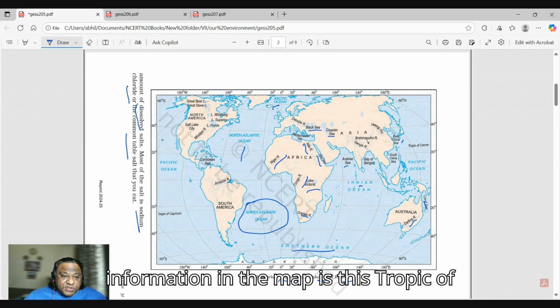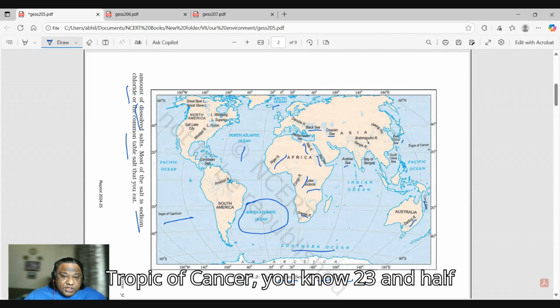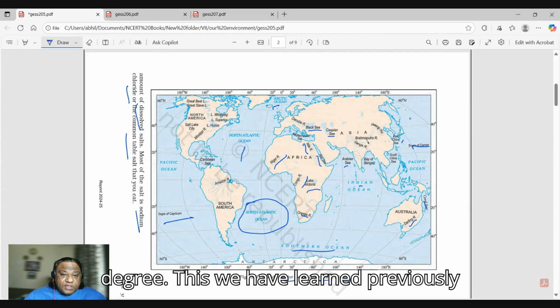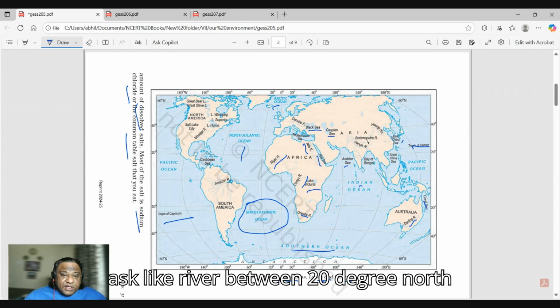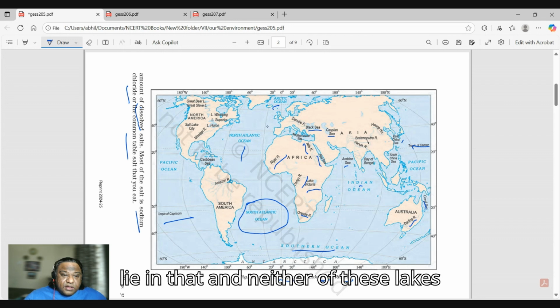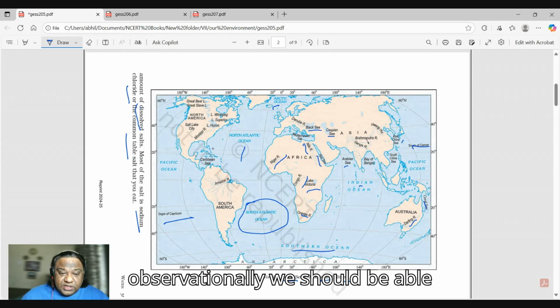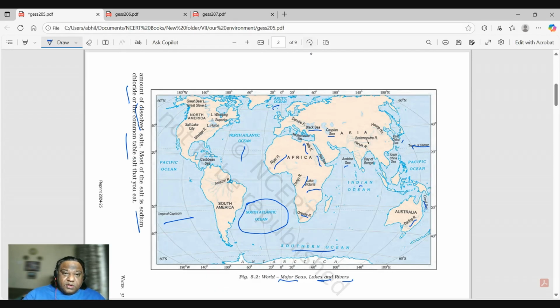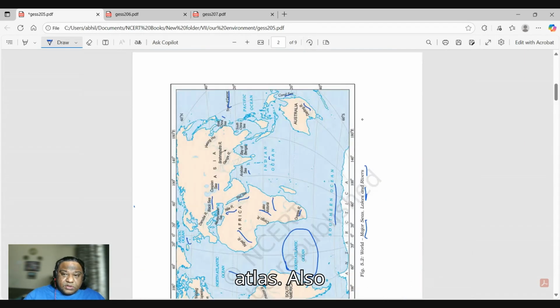Another important piece of information in the map is the Tropic of Capricorn, 23.5 degrees south, and the Tropic of Cancer, 23.5 degrees north. We have learned this previously also. So you should remember, if they ask about rivers between 20 degrees north and 40 degrees north, the Danube doesn't lie in that, nor do these lakes. So these are all observational, and we should be able to recall and remember. See your atlas also.